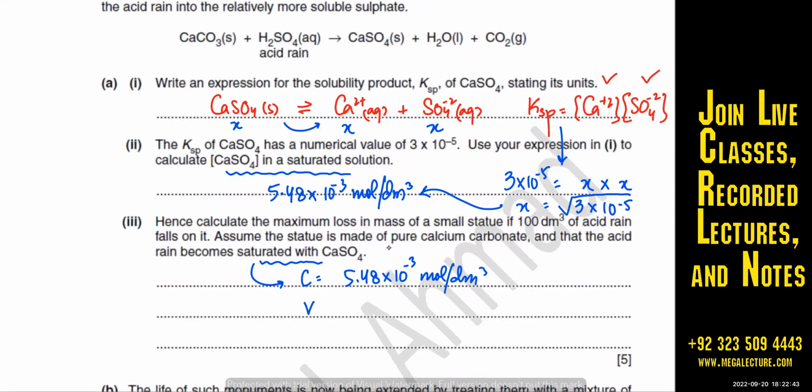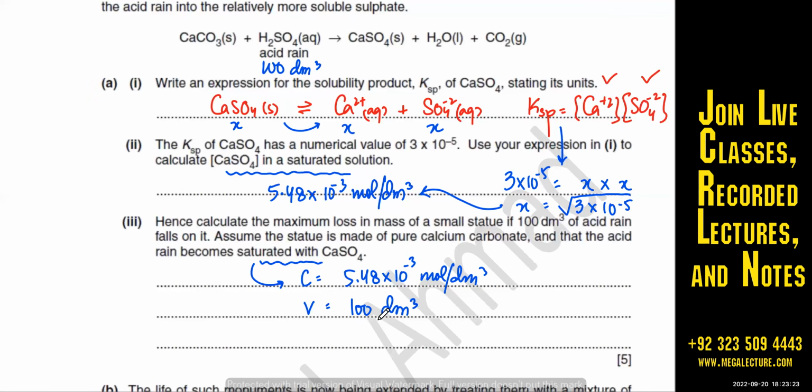What is the volume of the acid rain? That's 100 dm cube, right? That's the volume of the solution. So you can find the moles of calcium sulfate using this. But whatever amount of statue has dissolved is forming calcium sulfate. So if 100 dm cube of acid rain falls onto it, then whatever solution is formed is going to be 100 dm cube. The volume will still be 100 dm cube because 100 dm cube of acid rain was used.